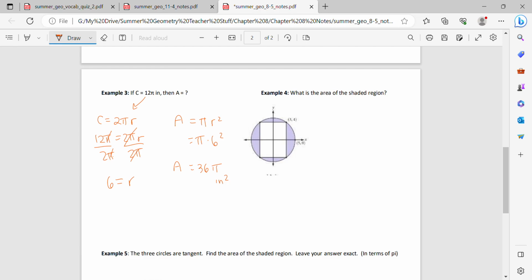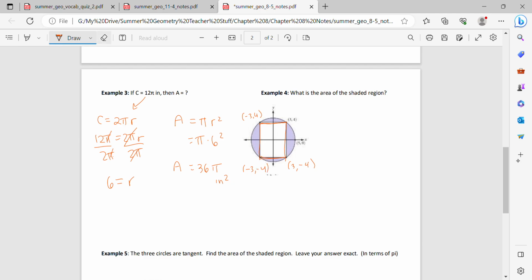So let's take a look at the area of this shaded region. We have a circle plotted in the plane, and we have an inscribed rectangle. And they give us a couple key points. Because this is a rectangle, we know that there is some symmetry happening. Okay? So this point is 3, 4, so we can assume that this is negative 3, 4. We can assume this is 3, negative 4, and we can assume this is negative 3, negative 4.